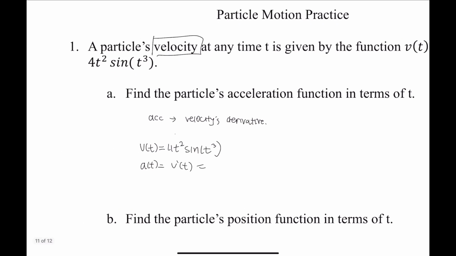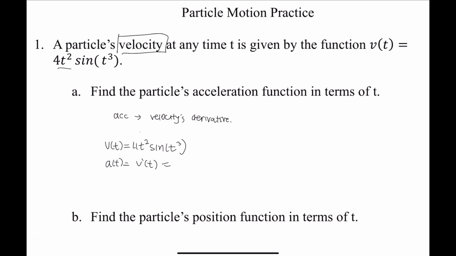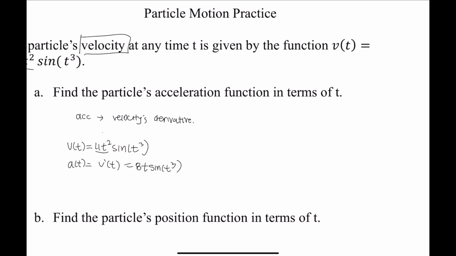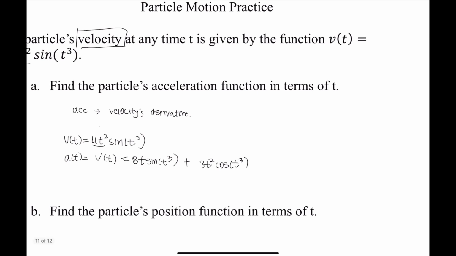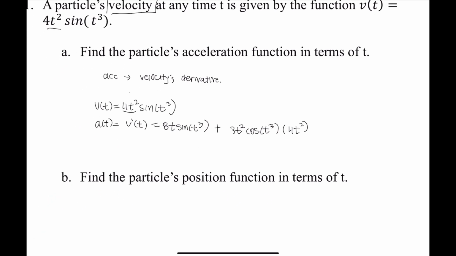So since this is 4t squared times sine t to the third, we have to use the product rule. So first, the derivative of 4t squared would be 8t, and then times the original second part, which is sine t third, and then plus the derivative of sine t third, which would be 3t squared cosine t third, and then times the original first part, which is 4t squared. We can try to simplify this a little bit. So 8t sine t third plus 12t to the fourth power cosine t to the third would be the acceleration function in terms of t.